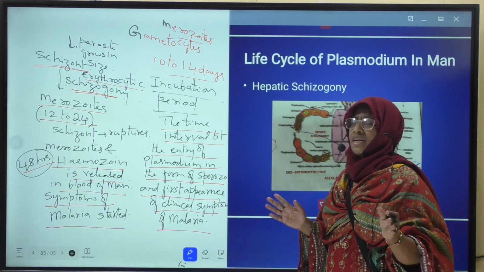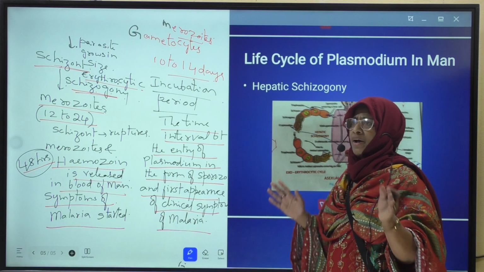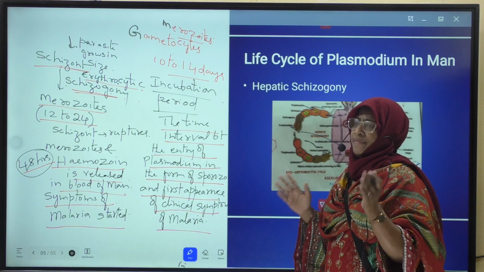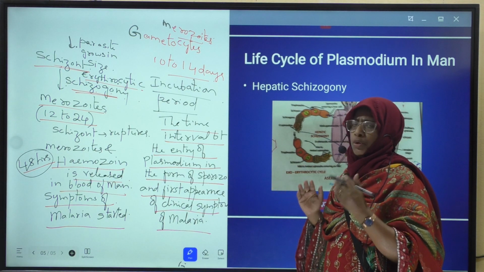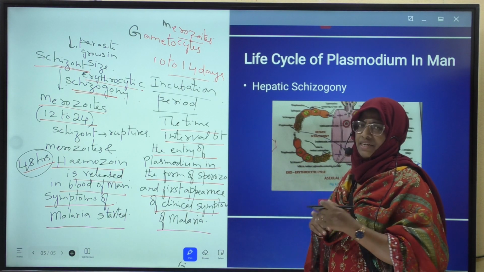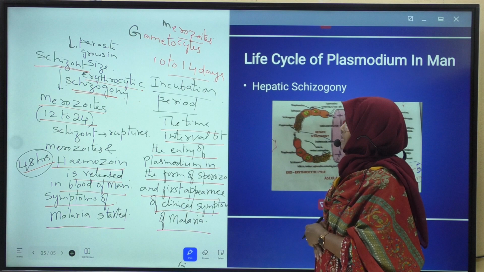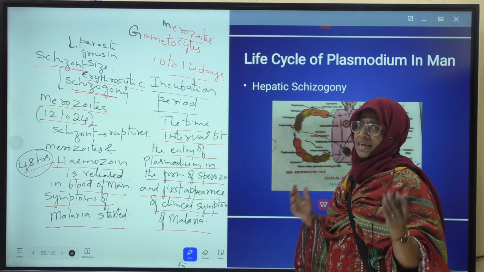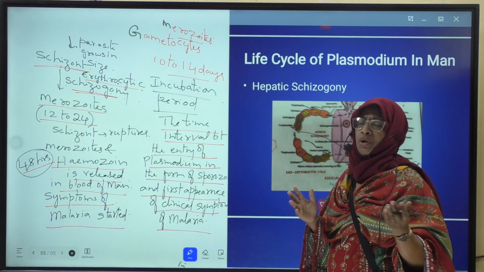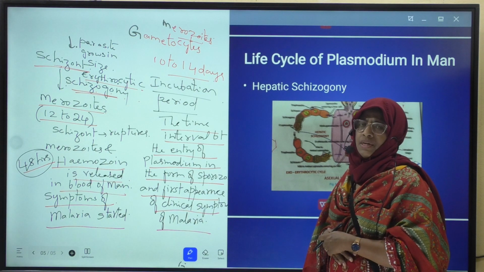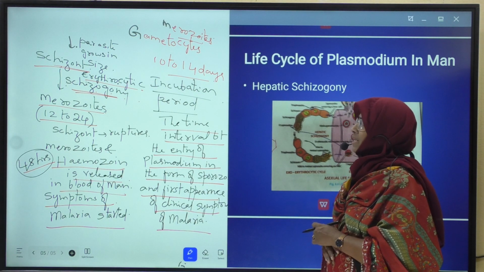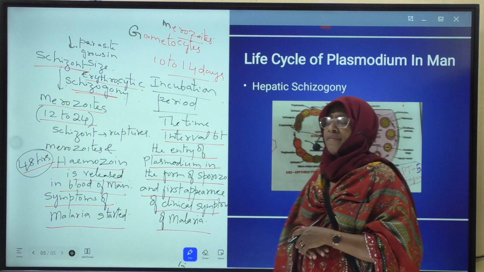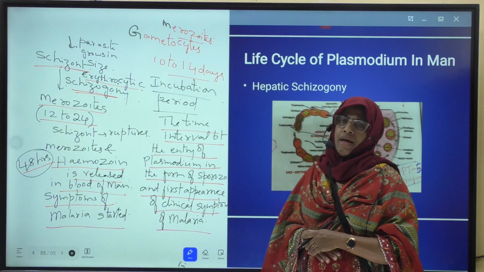Okay? With the formation of gametocytes, the life cycle of Plasmodium vivax in human phase ends. Means the life cycle of Plasmodium in human phase started with sporozoite stage and ends with gametocyte stage. How are these gametocytes formed? After repeated erythrocytic cycles, these merozoites finally transform into sexually differentiated bodies called gametocytes. Okay? With the formation of gametocytes, the life cycle of Plasmodium vivax in man ends.